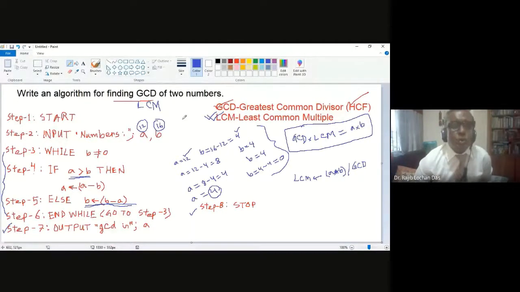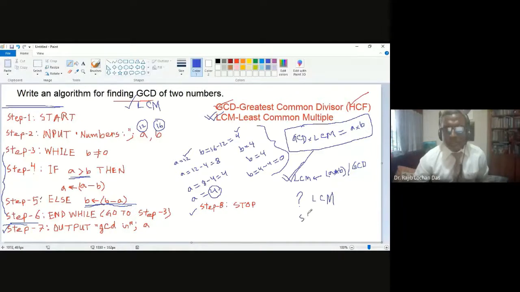So I have just shown you how to find the GCD of two numbers. If you want to find LCM of two numbers, then you will write this GCD algorithm fully. And then after step 6, the step 7 will not be output. In step 7, you will write this one. That means you want to find LCM. So LCM will be A into B divided by the GCD number. You already have the A into B. And then you print the LCM, and then you stop. Is that clear? You understand my point?